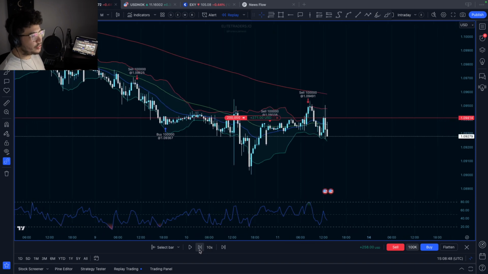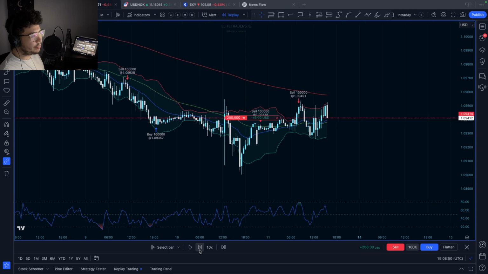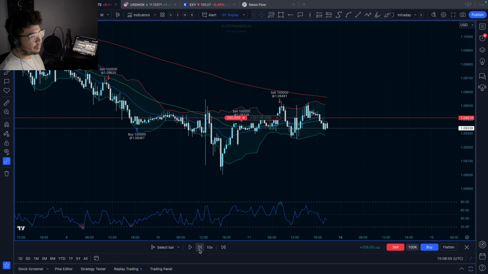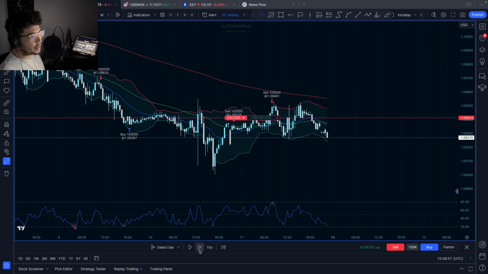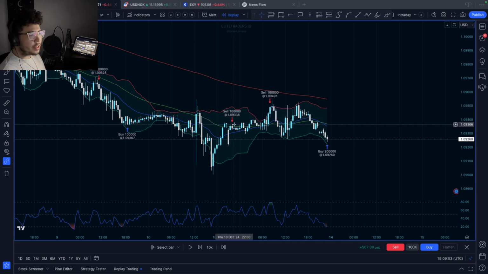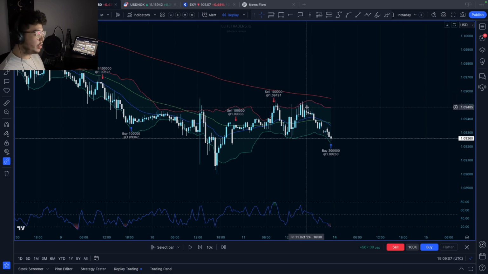Okay, very simple stuff so far, nothing too crazy. It's not quite ready to exit. Okay, now I'm happy to get out. So we've got a $300 win there. As simple as that, we just add in on these pullbacks. We could have actually added in here as well. However, I didn't. I probably should have in hindsight. But again, exiting, we came down to the bottom of our Bollinger Band.